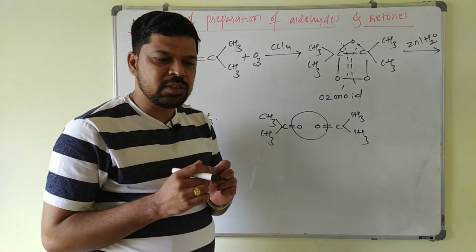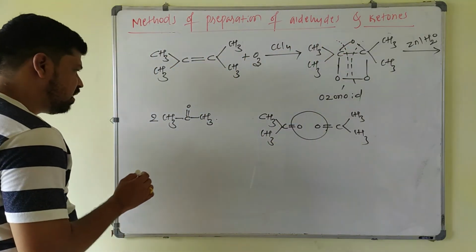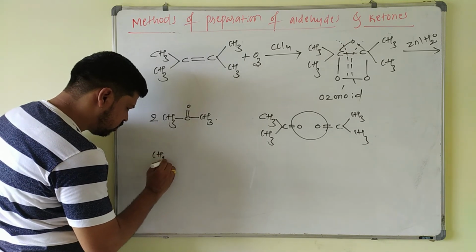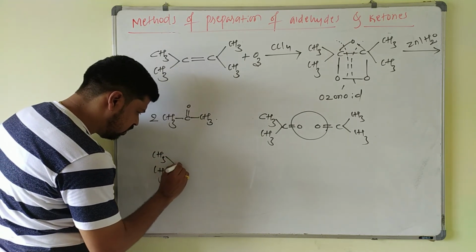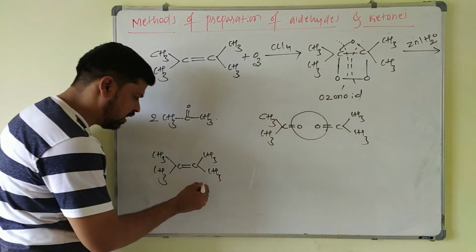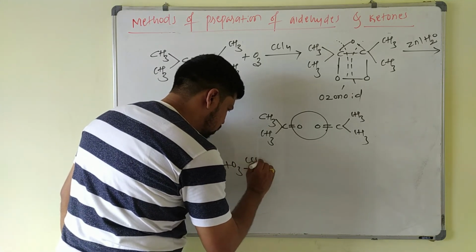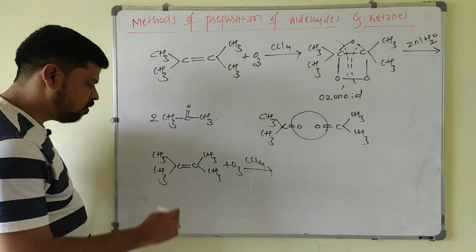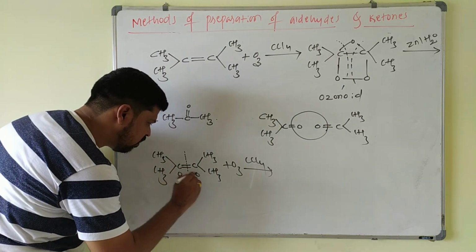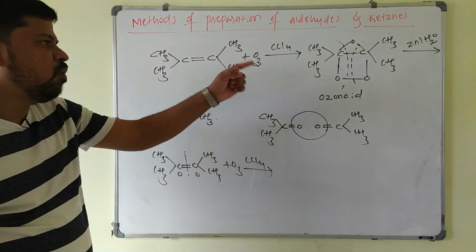See here, in case of theory, you have to write the mechanism like this, and if you want it directly for competitive purposes, you can write it like this. Suppose CH3, CH3, C double bond C, CH3 and CH3. What are the products of ozonolysis of this alkene? This on treating with ozone in presence of CCl4. There is a simple trick. Just break this double bond. You add one oxygen on this side, one oxygen on this side. You will get the products of ozonolysis. This is one ketone and this is another ketone.